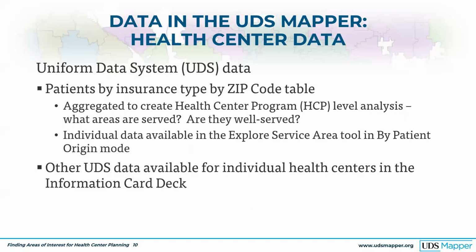So focusing on the data first, the data in the UDS Mapper come from several sources. The Uniform Data System, or UDS, provides the information we have regarding patients. The majority of these data are aggregated so that we can study the health center program as a whole to understand what areas are already served by any health center organization. We also have a special tool that lets you look at individual health center actual service area. So rather than asking where did the health center program as a whole serve the community, and in this case, right now, we're looking at the 2018 data, you can ask, where did my health center patients come from during that same year? There are also other ways to find individual health center data throughout the UDS Mapper, but the most detailed information about health center organizations can be found in what we call the information card deck, which we will show later.